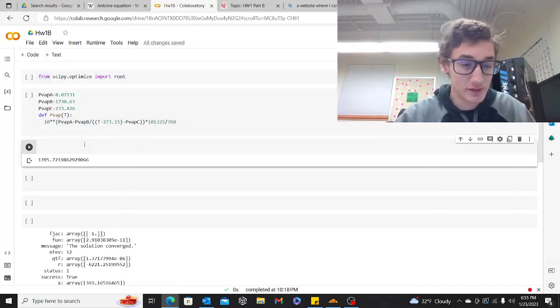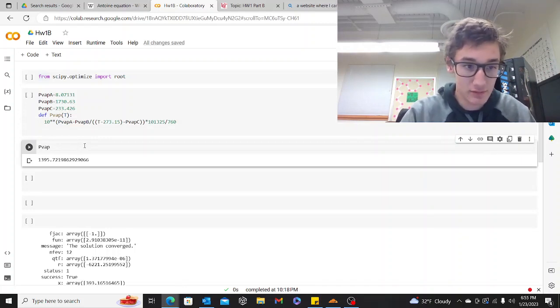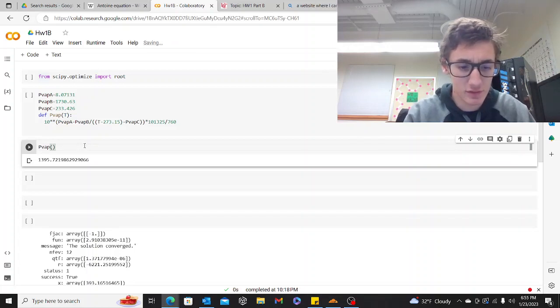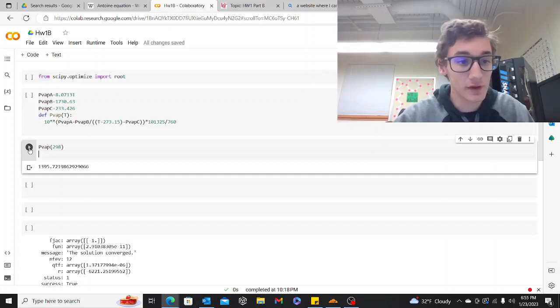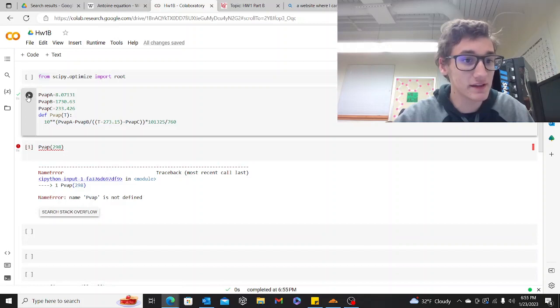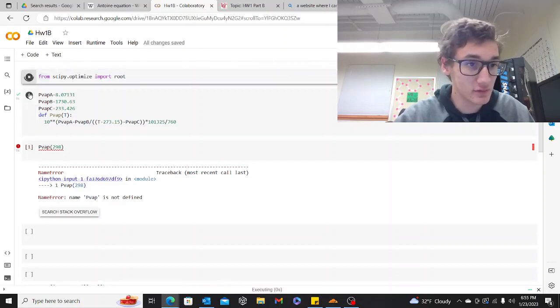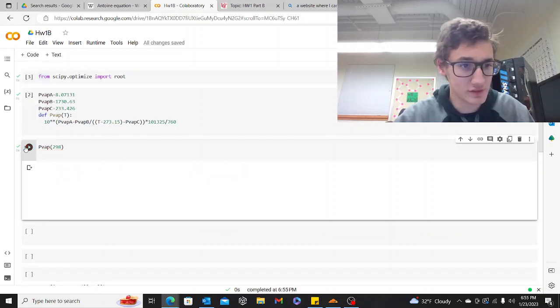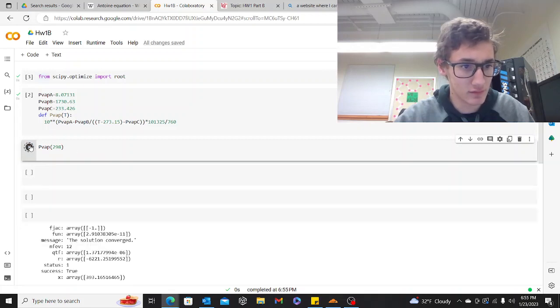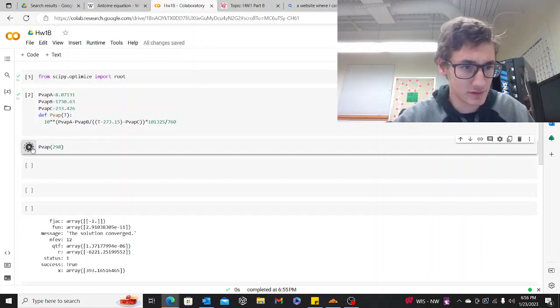So let's make sure whatever we have is working. We're going to do PVAP, and then what should we use? Let's use 298 just for fun. It's loading? Oh, I didn't save this. And then I actually have to save that too. I think my Wi-Fi has been cutting out too, which is never great. Sorry. Let's see what's going on with this. Why isn't it reading out?